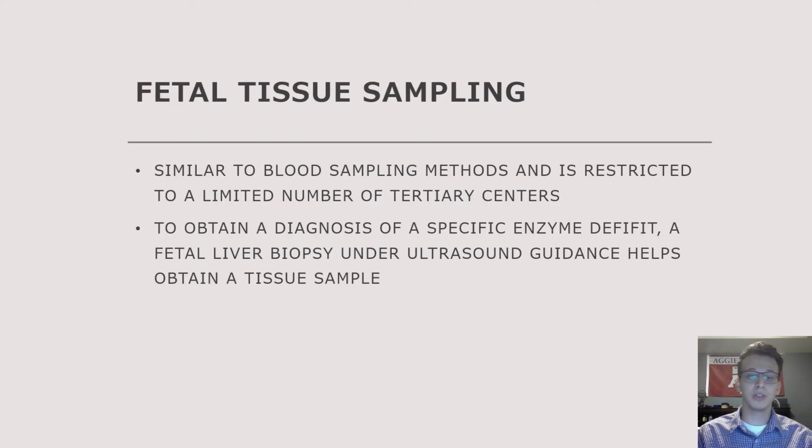Then we go into fetal tissue sampling. It's similar to blood sampling methods and is restricted to a limited number of tertiary centers. To obtain a diagnosis of a specific enzyme deficit, a fetal liver biopsy under ultrasound guidance helps obtain a tissue sample. So this is just taking a sample from the baby's liver to check for the enzyme and the deficits in that.